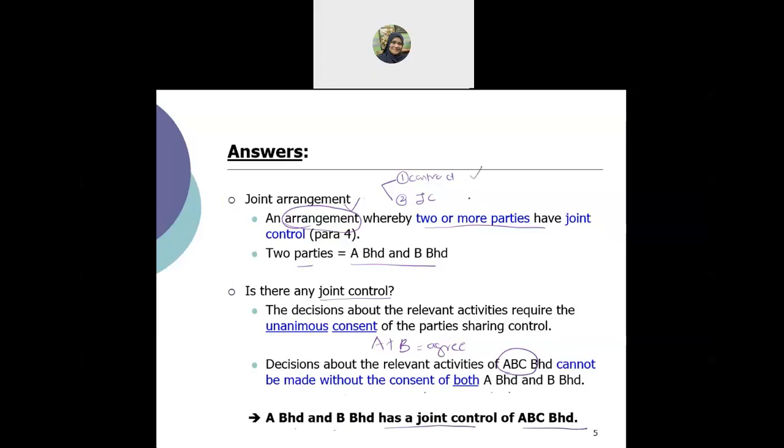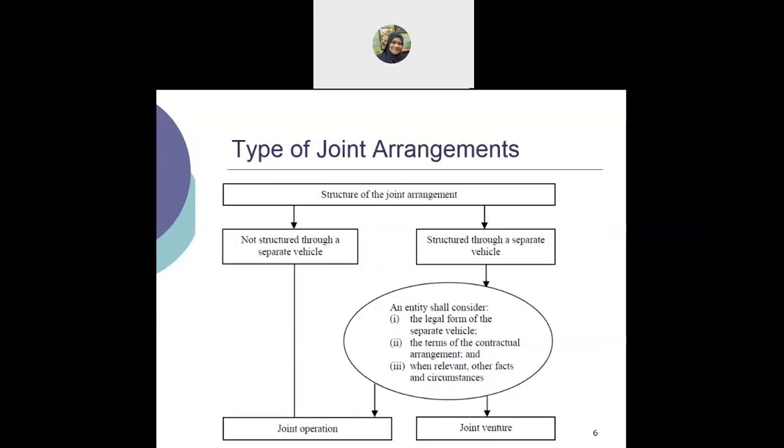The first one, they have a contract. The second one, they have joint control, meaning that if they want to make any decision, it should be agreed by A and B. Okay, so we have types of joint arrangement. The first one is not structured through a separate vehicle. Later on I'm going to explain what a separate vehicle is. The second one is structured through a separate vehicle. If it is structured through a separate vehicle, we need to look at the legal form of the separate vehicle, the terms of the contractual arrangement, and where relevant, other facts and circumstances. So this one becomes a joint operation.